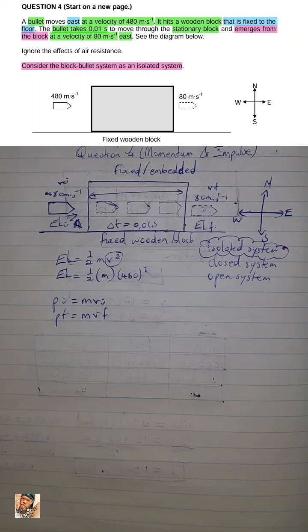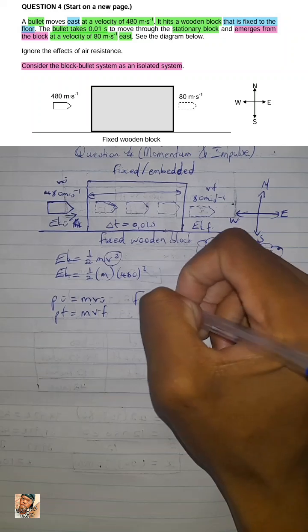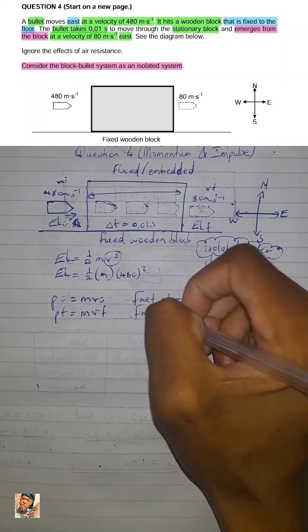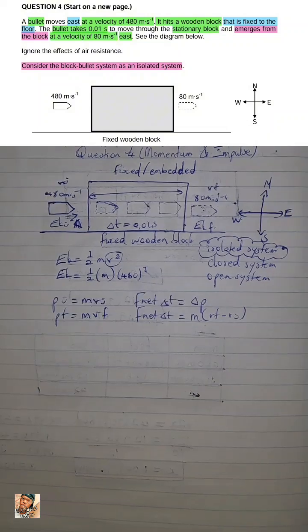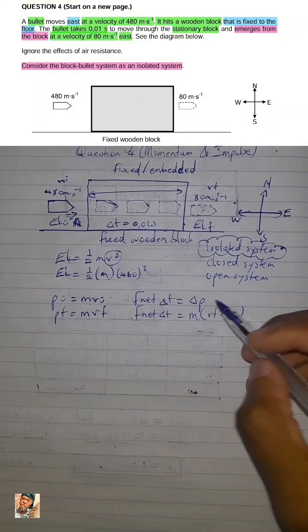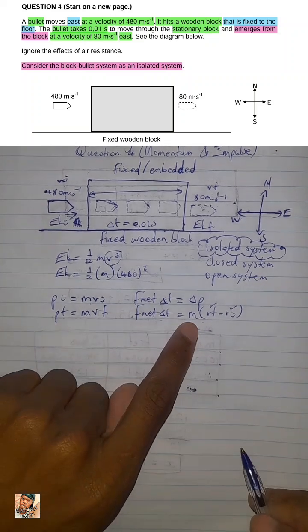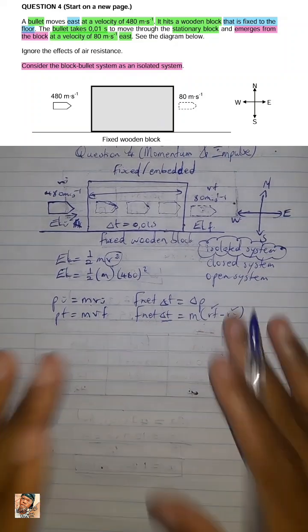What about the impulse? The impulse has this formula: F net delta T is equal to the change in momentum, or F net delta T is equal to m times (Vf minus Vi). We can neither calculate nor determine the impulse because we don't have the mass. Of course, we do have the final and initial velocities of the bullet, and we do have the time, but we don't have the mass. So things are not actually making sense.